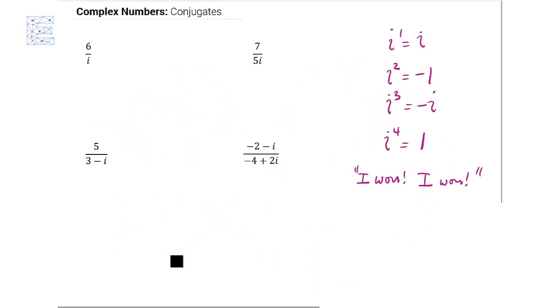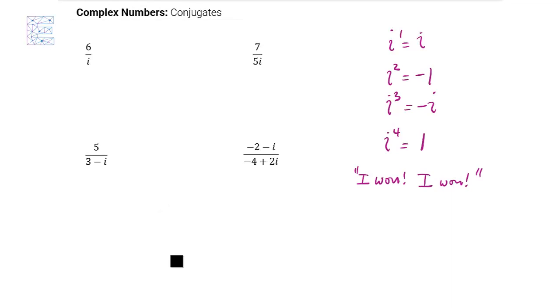Conjugates of complex numbers. In the same way that we weren't allowed to have roots as denominators, we are not allowed to have the number I or the letter I as a denominator. That goes against the math law. So to fix that, we have to remember those few rules that we learned from the previous slide. Just to remind you, it is imperative that we remember these. I to the power of 1 is I, I to the second power is negative 1, I to the third power is negative I, and I to the fourth power is 1.